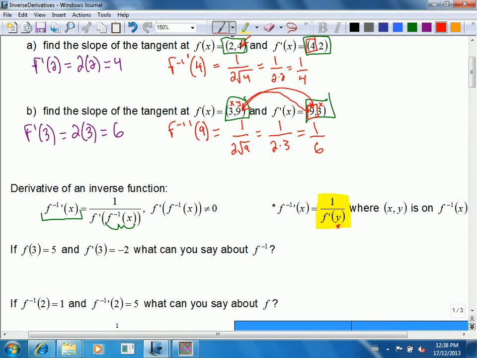If I have a function where f of 3 is 5 and the derivative at 3 is -2, what can we say about the inverse? We don't actually need to know what the inverse function is, but we can say something about its derivative. So can we make that bridge? -1/2, I agree. So the inverse derivative of something will be equal to -1/2. And we'll talk about why that is in a second, but good, that's the first part.